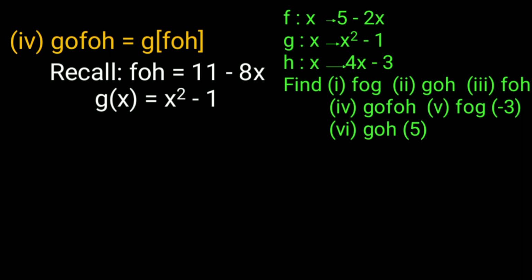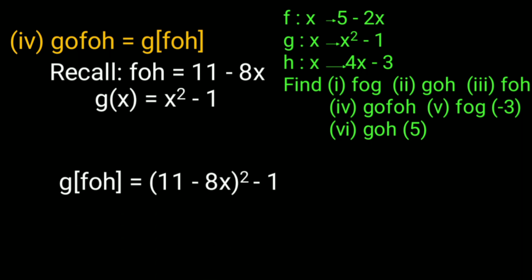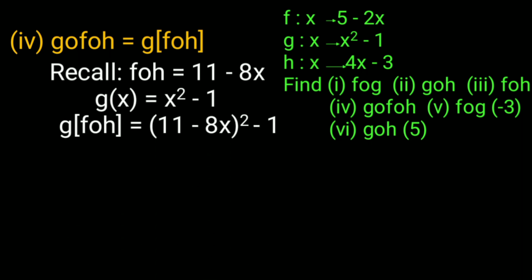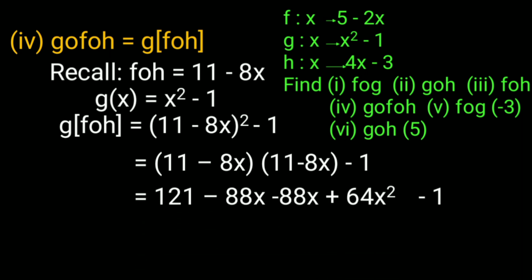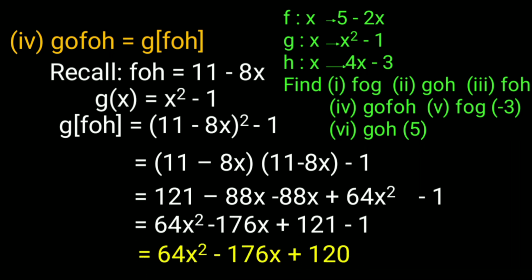So g of x is x squared minus 1. So we are substituting f of h, which is 11 minus 8x, for the value of x in g of x. So our g of x is x squared minus 1, and this becomes 11 minus 8x squared, then minus 1. And then if you open the brackets, you multiply 11 minus 8x by itself, and then you have 121 minus 88x minus 88x plus 64x squared minus 1. You compute that, and then you get a final answer to be 64x squared minus 176x plus 120.